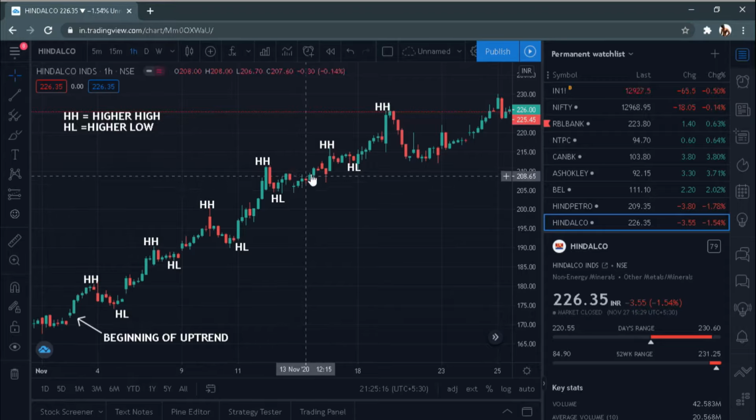You can see the price opened and then went ahead to form a new higher high, so that confirmed that the uptrend is still going on.